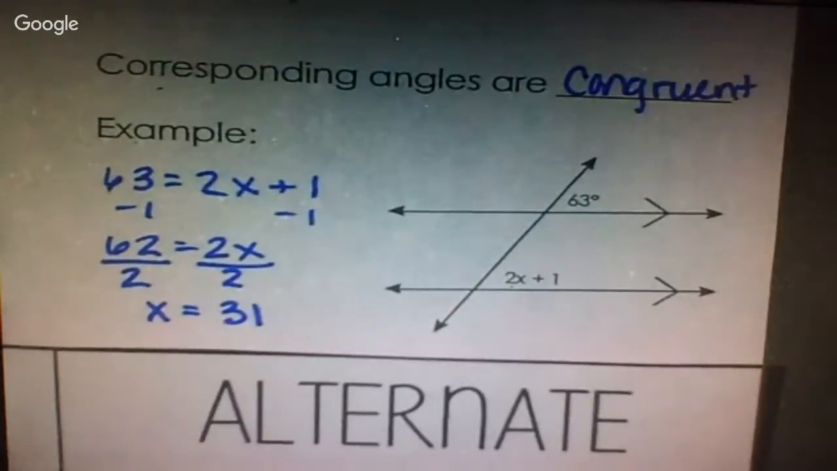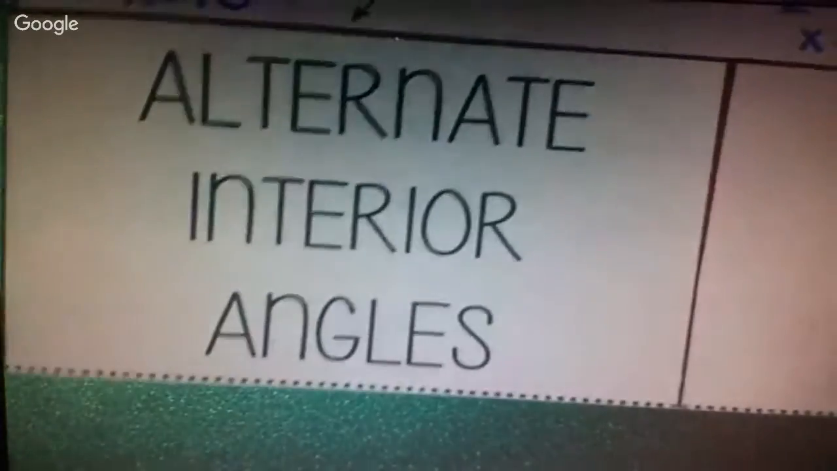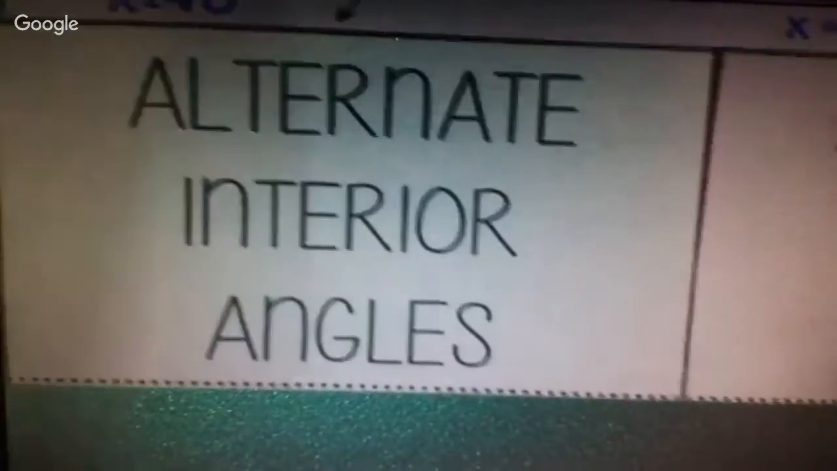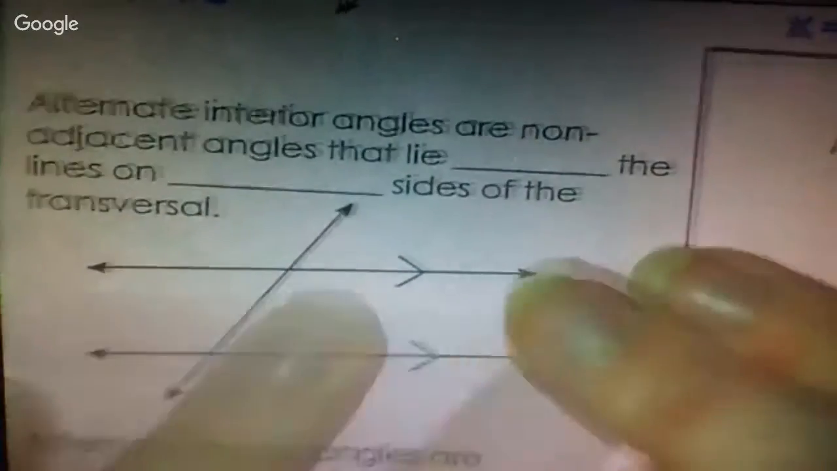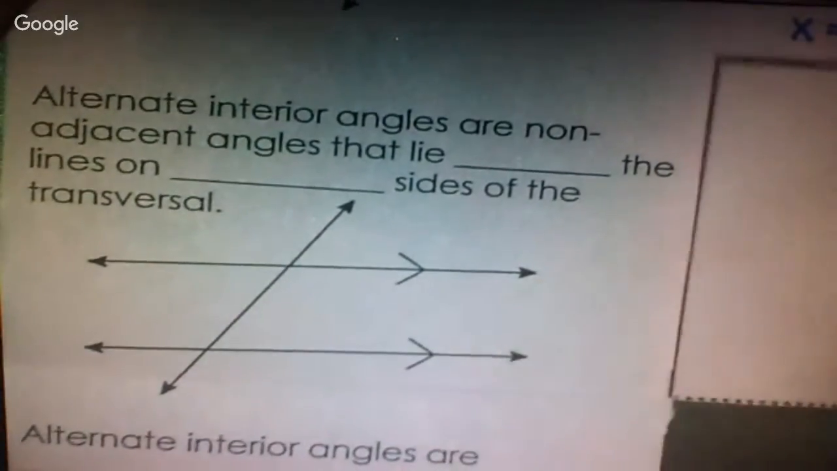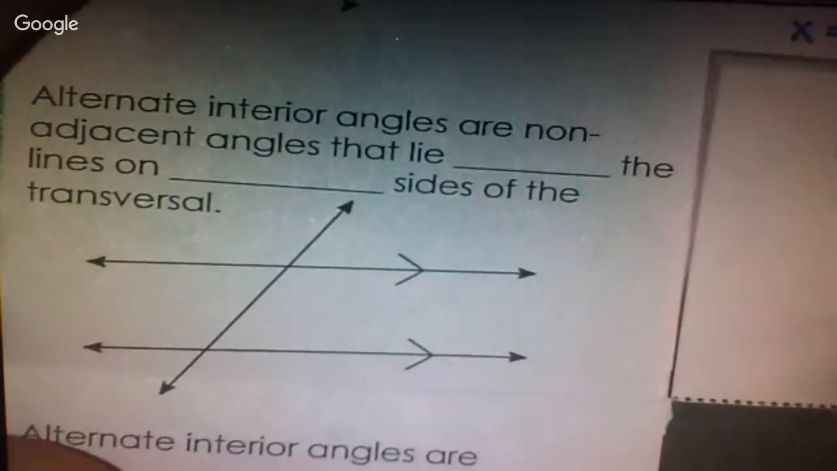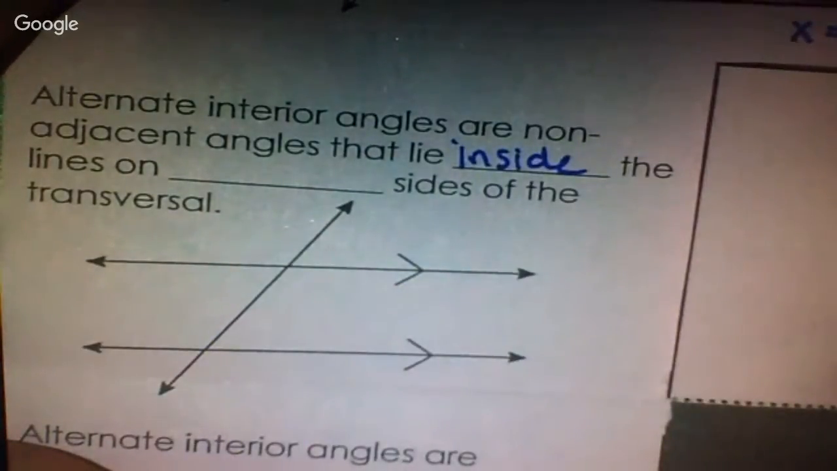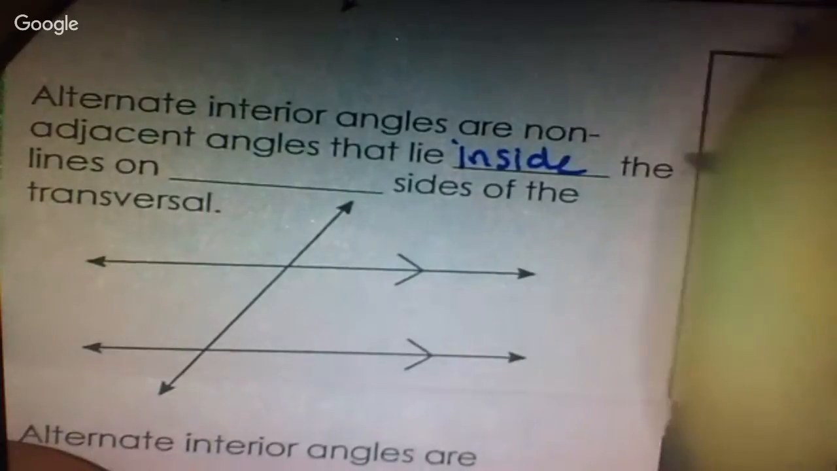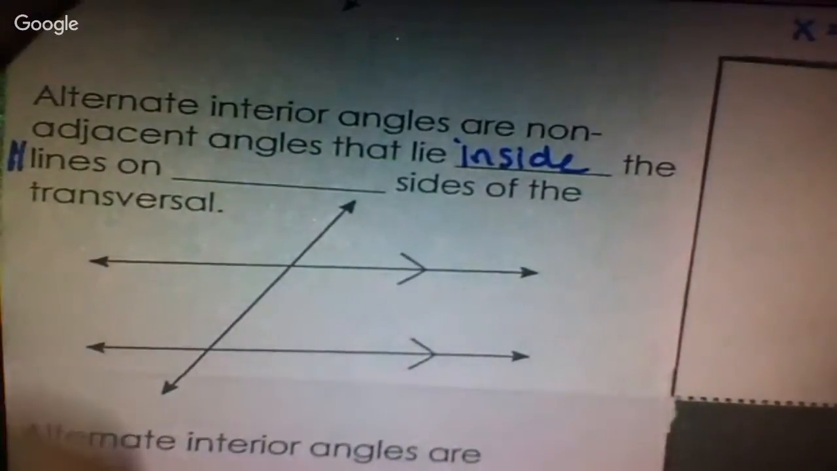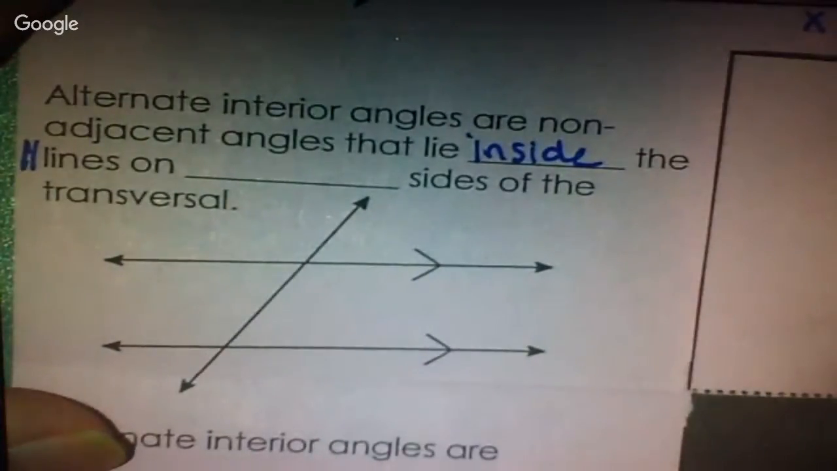Questions? Okay. Alternate interior angles. Alternate interior angles are non-adjacent angles that lie inside the parallel lines. So let's add the parallel symbol in here somewhere. Inside the parallel lines on opposite sides of the transversal.